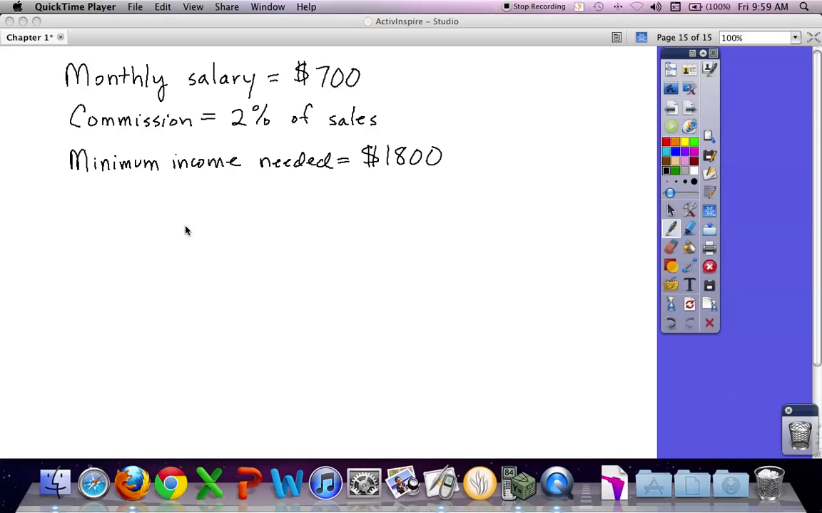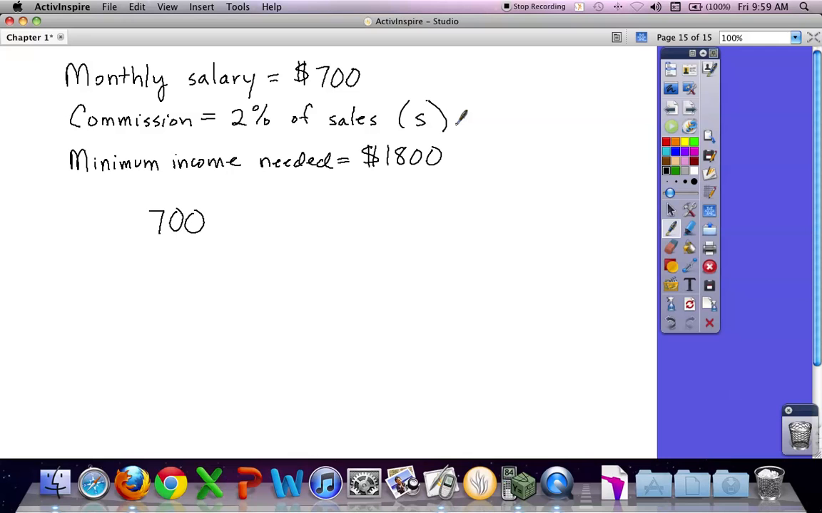Right? If you make a salary, that means you're going to get that money no matter what, it does not depend on anything. So 700 is the starting point every month. And then you're going to get 2% of your sales. Let's call sales S, as a variable. How do we calculate 2% of sales?